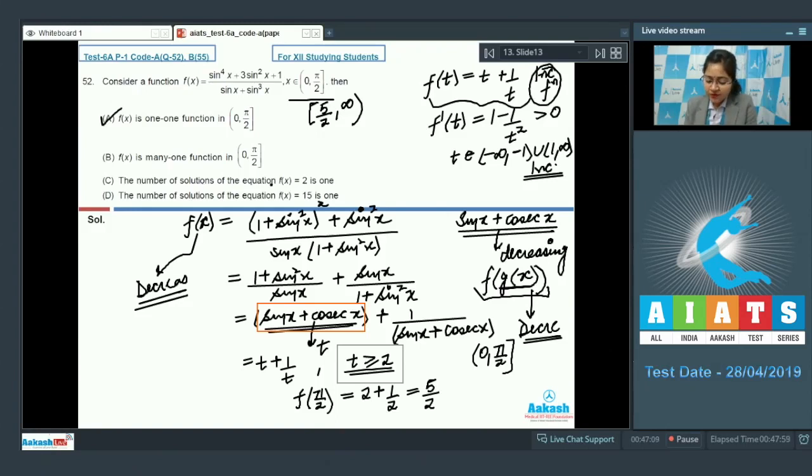Also, to find the number of solutions of f(x) equal to 2, we have 0 solutions, and the number of solutions of f(x) equal to 15 will be 1. So the correct answer will be options A and D.